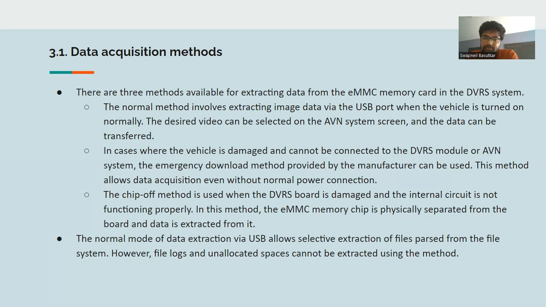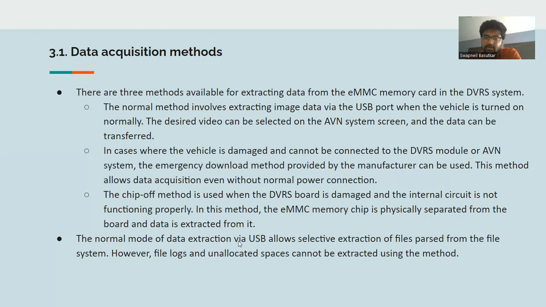This method allows data acquisition even without a normal power connection. And then the next method is the chip-off method, used when the DVR's board is damaged and the internal circuit is not functioning properly. In this method, the eMMC memory chip is physically separated from the board and the data is extracted from it. So these are the three ways in which the data acquisition can happen.